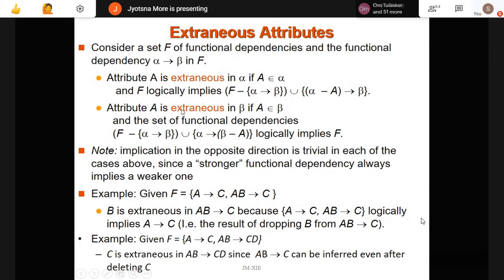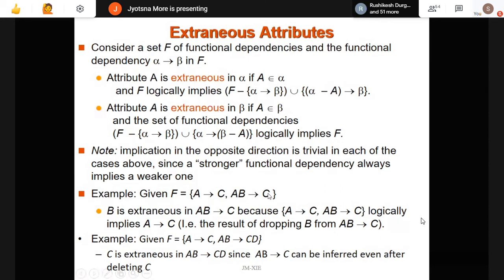Similarly, attribute A is extraneous in beta, the right side. It is extraneous if A is present at the right side, and the set of functional dependencies satisfies this: F minus alpha determines beta, union alpha determines beta minus A. This you have to learn, and how to solve for functional dependency, that I will explain to you. Okay, so now consider this functional dependency. A determines C and AB determines C.